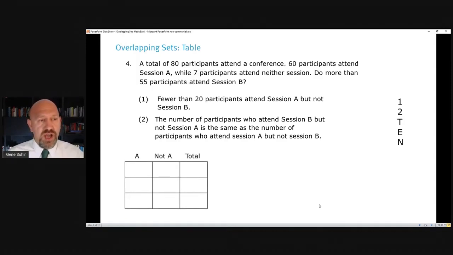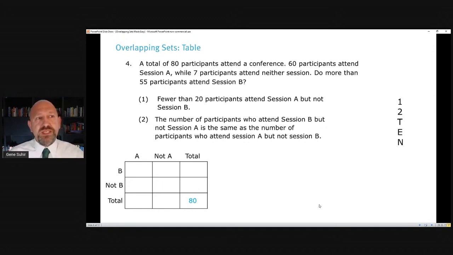So we're going to have our column headings, group A, not group A, the mutually exclusive, you're either in one group or not in it, and then the total. And our row headings, either you're in B, not in B, and then the total. Now we fill in what we know. Total of 80 participants. That's when you count everybody. A, not A, B, not B, when you count up everybody.